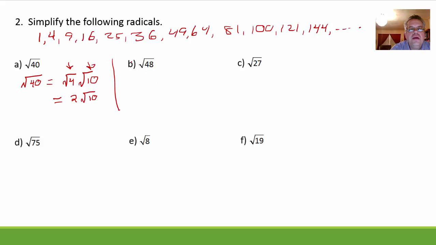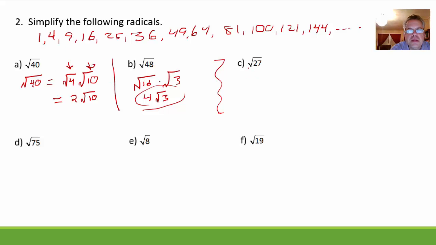Okay, 48. Now, 4 goes into 48, but you can do better. It turns out that 16 goes into 48. So square root of 48 is the square root of 16 times... 16 goes into 48 3 times. Okay, so that gives me 4 times the square root of 3. Much nicer.